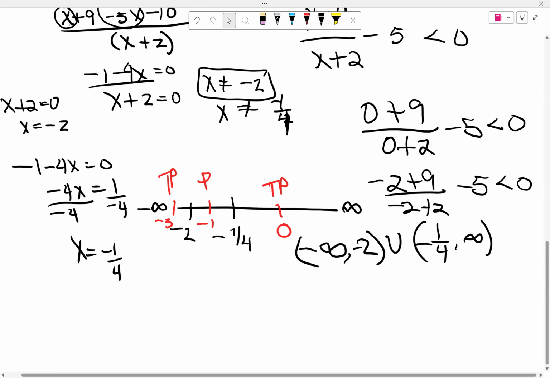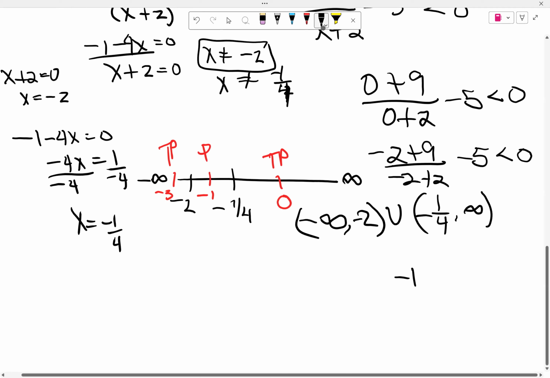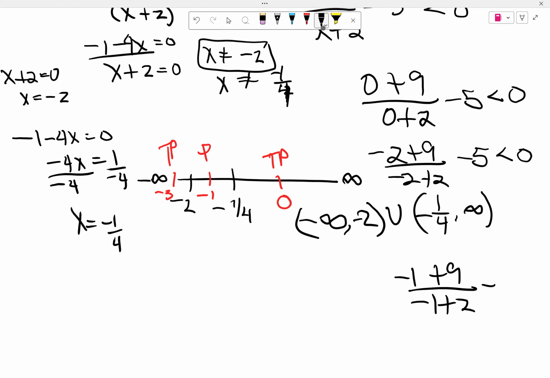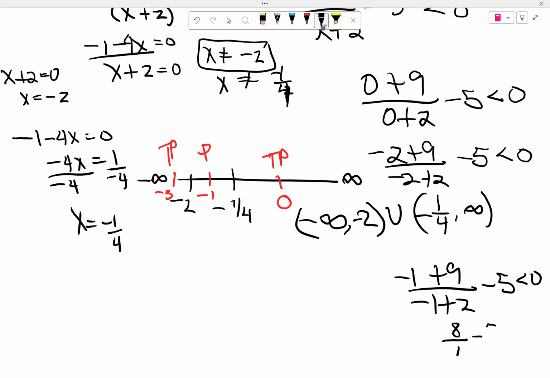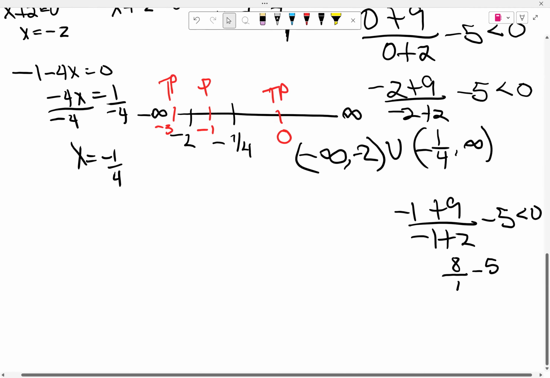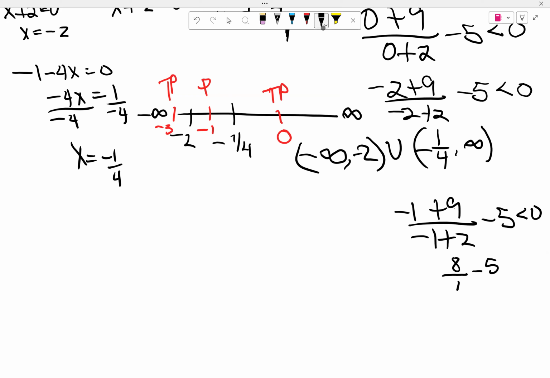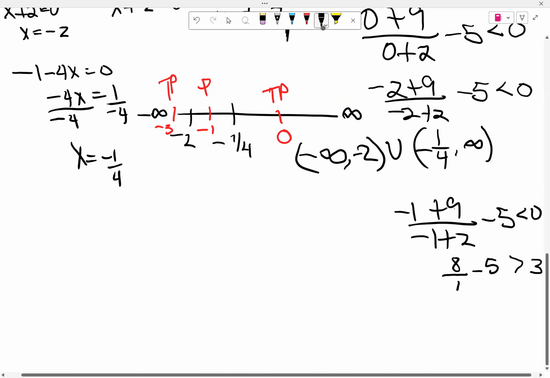You want to try the -1 for the sake of trying it. So -1 plus 9 over -1 plus 2 minus 5. Is that less than 0? It's going to give me +8 over 1 minus 5. Is that going to give me what I need? 8 minus 5 is 3. That's actually a positive number. That is not meeting my criteria, so that's why I didn't bother. And that's just a matter of getting very used to your numbers.